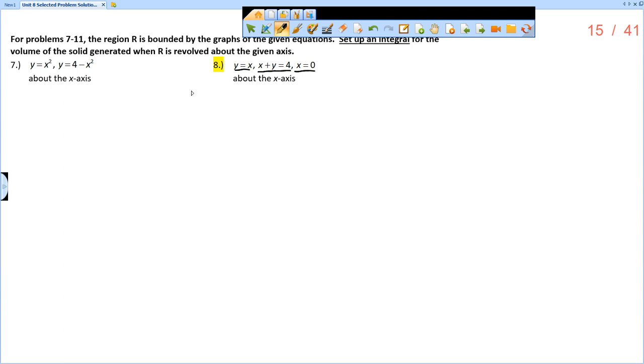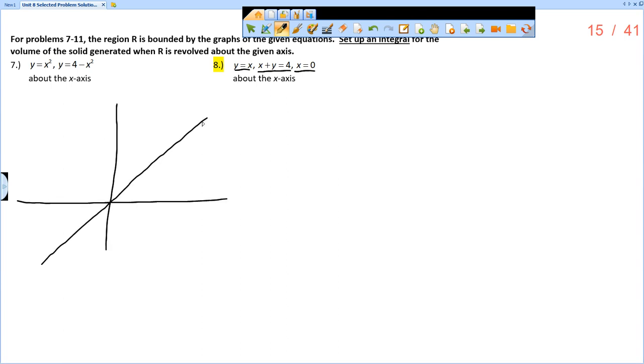So what is y equals x? Well, y equals x is the line with a slope of 1 and a y-intercept of 0. x plus y equals 4: if I solve that for y, I get y equals negative x plus 4. So that's a line with a slope of negative 1 and a y-intercept of 4. So if I go 1, 2, 3, 4, and a slope of negative 1, something like that. I could probably draw that better, going through that y-intercept. And then x equals 0 is just this vertical line. So here is my region, this part right here.